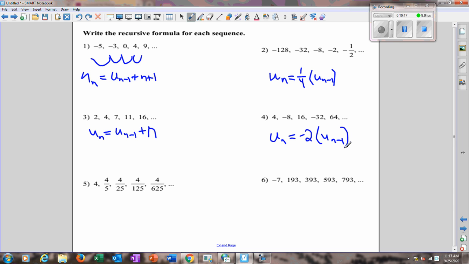Number 5. For this one, we go from 4 to 4/5 to 4 over 25, 4 over 125, and 4 over 625. Each time we're multiplying by 1/5. So this is just u sub n equals 1/5 of u sub n minus 1.